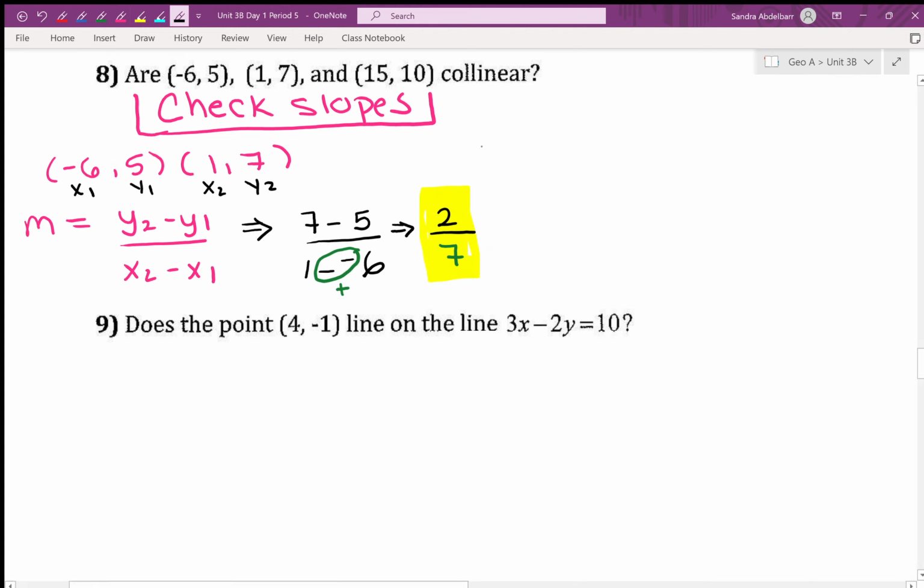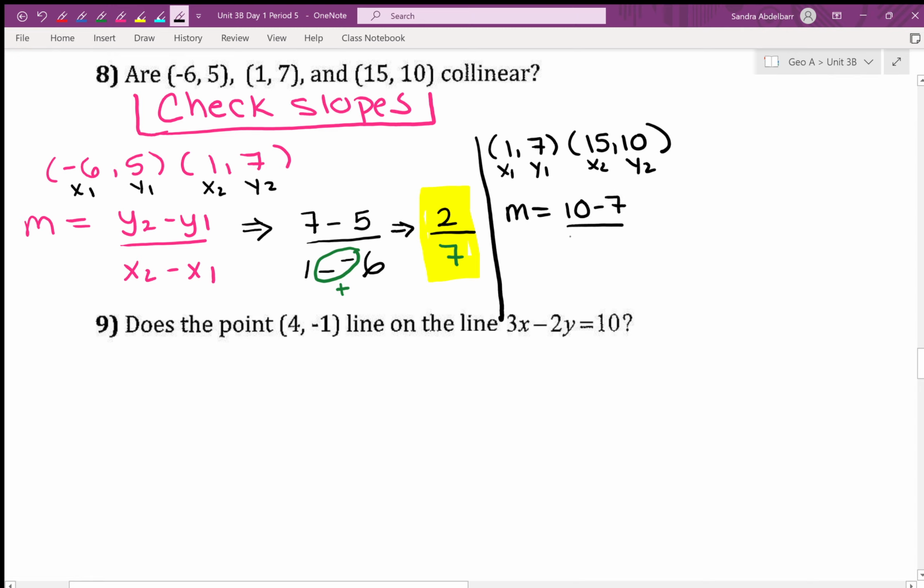Now what should I check? So I checked -6, 5, and 1, 7. What should I check now? The y-intercept? No, we're still just checking slopes. I checked the first 2 points, so the third point. Good. I could do 1, 7 and 15, 10. Let's check those slopes. So this is x1, y1, x2, y2. So our slope is going to be 10 minus 7 over 15 minus 1. What's 10 minus 7? 3. What's 15 minus 1? 14.